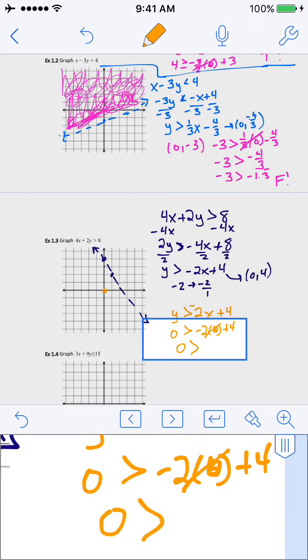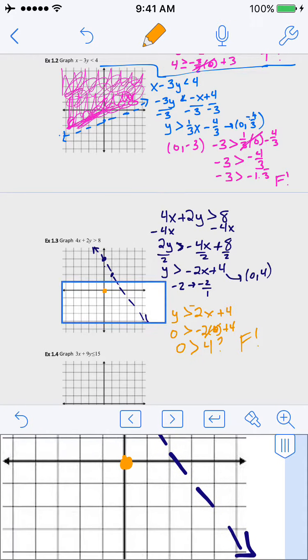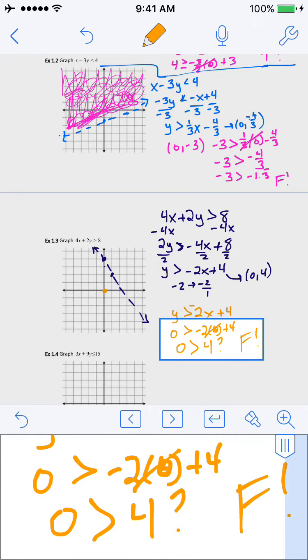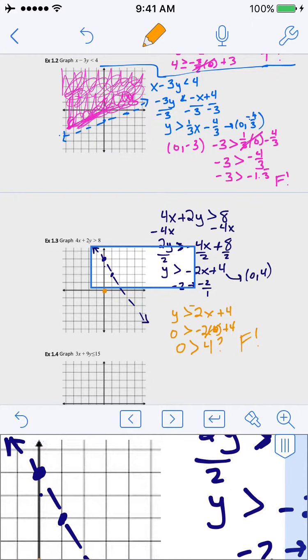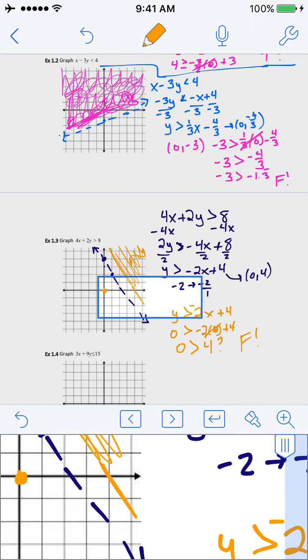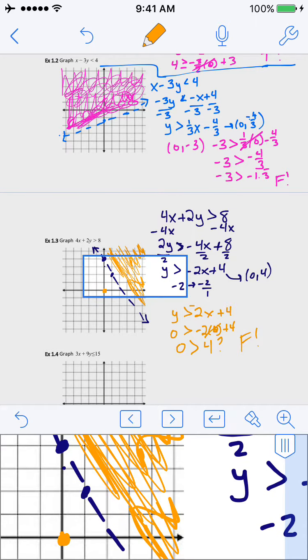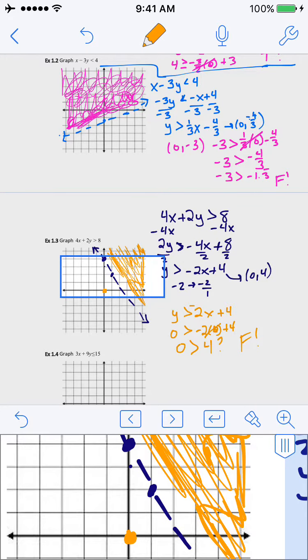Is 0 greater than 4? Is that actually a true statement? No. That is false, right? That doesn't make any sense whatsoever. So I know that this side cannot be my true side, right? Because this doesn't make any sense, this can't be the side that's supposed to be true. So it's got to be this side. It's got to be that side. All the shading on this side. All right, looking good. All the shading on that side.